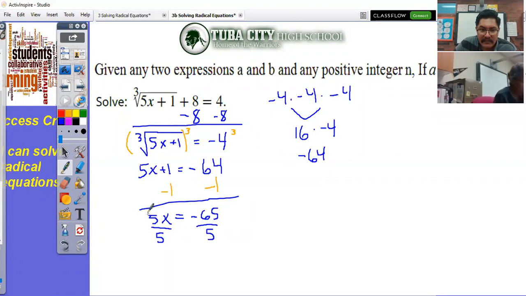Let's try dividing both sides by 5, because remember what this means. This means 5 times x. So we have to do the inverse, which is divide. So we divide both sides by 5. And x equals negative 13.